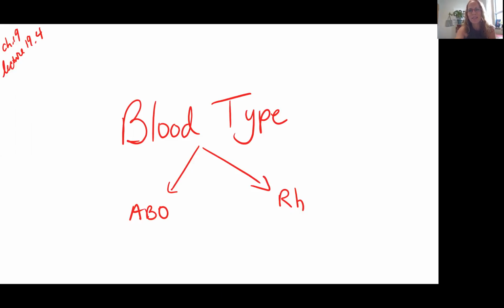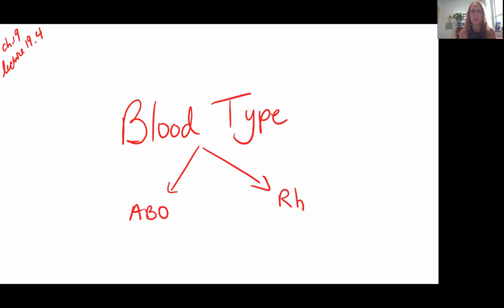And we're still actually looking at those red blood cells or erythrocytes. And what we're going to talk about in this video is what's referred to as blood typing. So we're going to be looking at actually two different components of blood type: ABO blood type, and then also the RH blood type, which you probably are more familiar with as positive and negative.